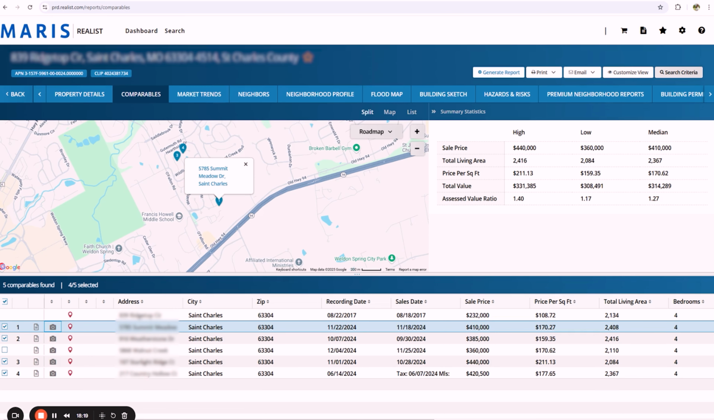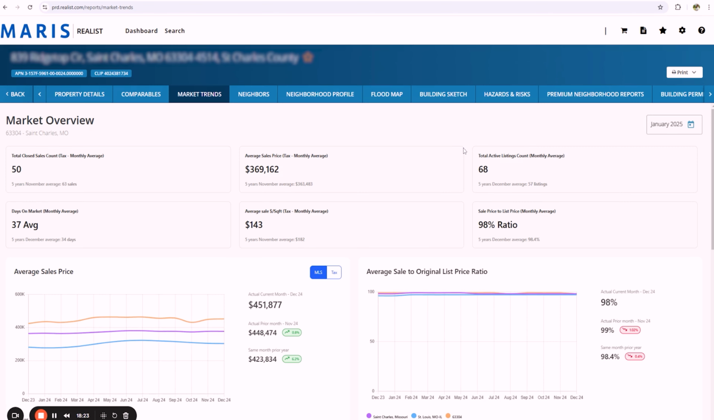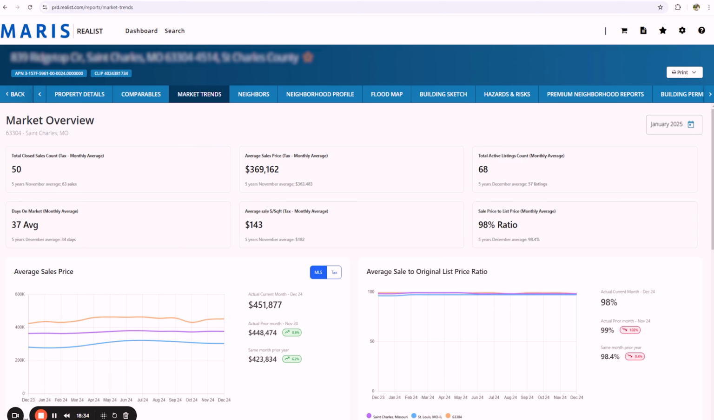Now, just a couple last things that I really like with Realist outside of the comps tool. We've got their market trends, which is cool. We can see exactly what's going on in that zip code, which might show us, hey, are properties selling quickly? What's days on market look like? What's the average price per square foot? One thing I like to look at is the average days on market. If I'm below that, I'm really not worried, even if I haven't gone under contract yet.